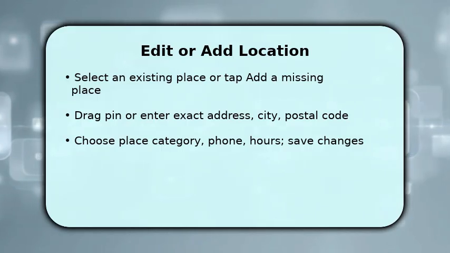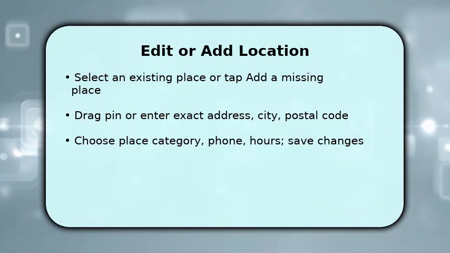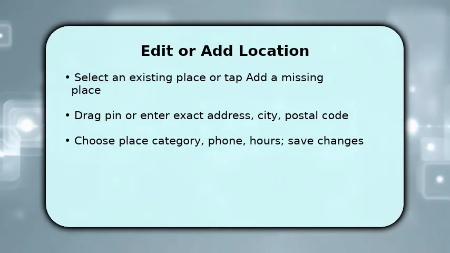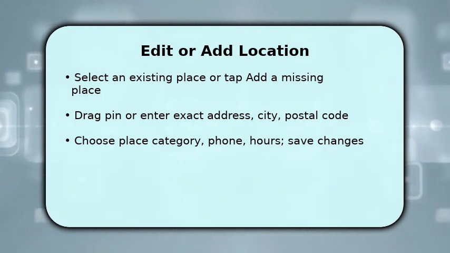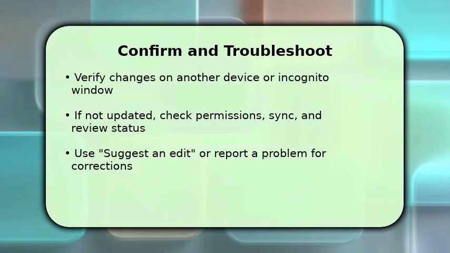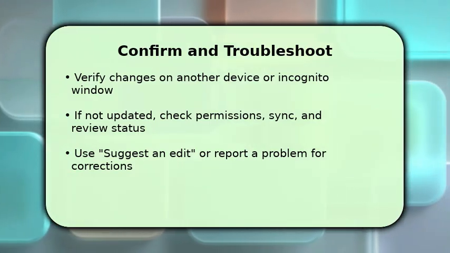Once complete, press Save. If you're editing a public business, submit an update for review. Make sure your PIN sits on the building or entrance to avoid future confusion. Finish by verifying the update across devices. Sign in elsewhere or use an incognito window to confirm changes propagated.